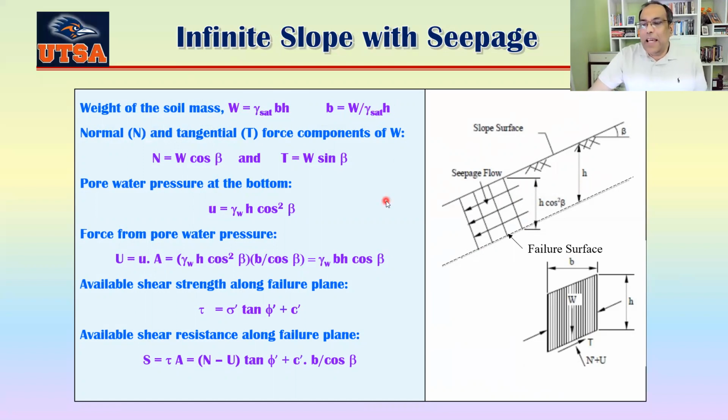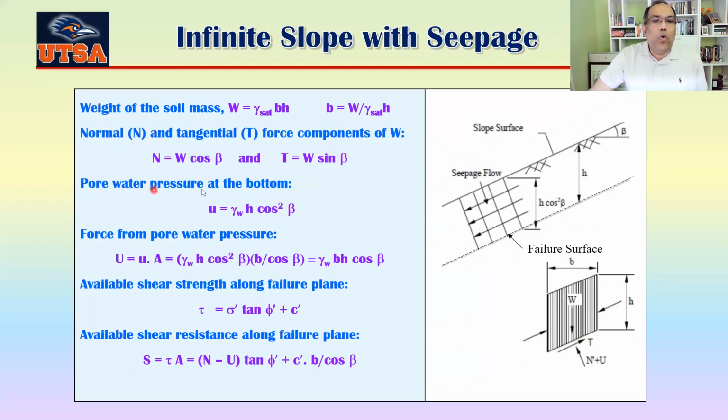And again, in the same way, if you take the two components of that force, one is W cosine beta and the other one is W sine beta, okay?